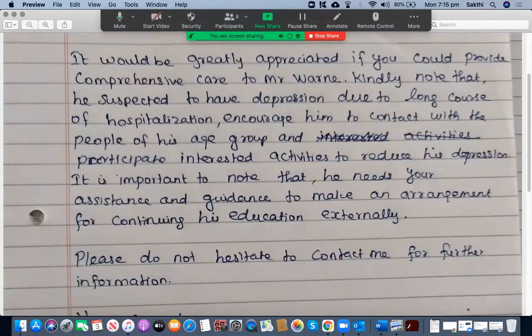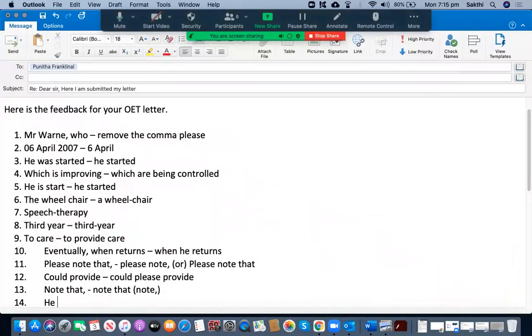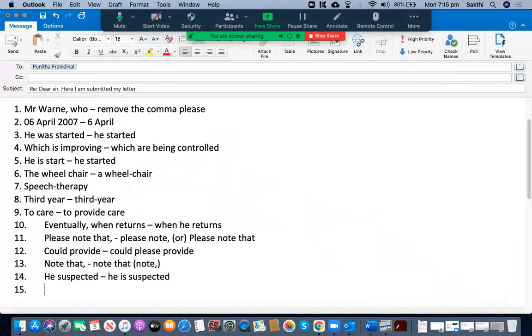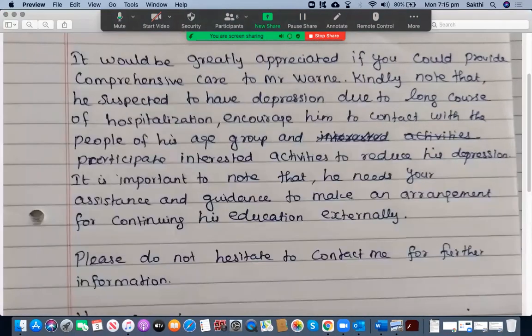He is suspected to have depression. No, he is suspected to have something. All right, let's go through the next one. He is suspected to have depression due to long course of hospitalization. Just put a full stop here.